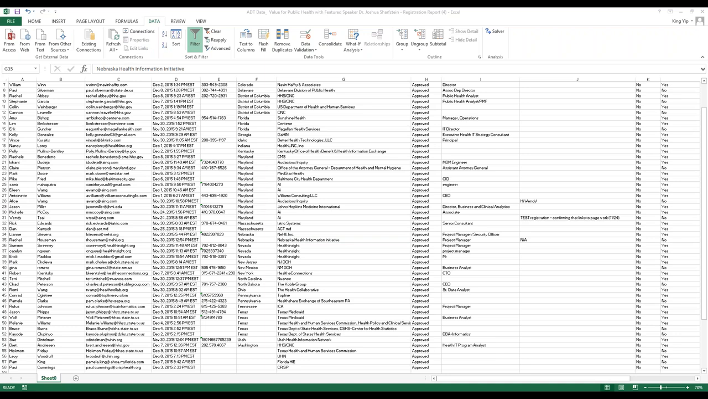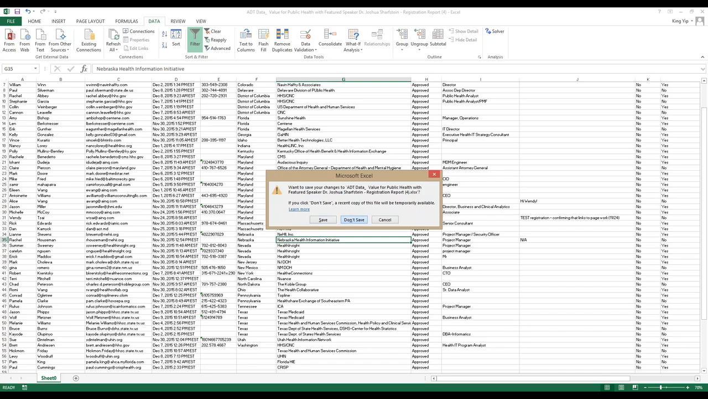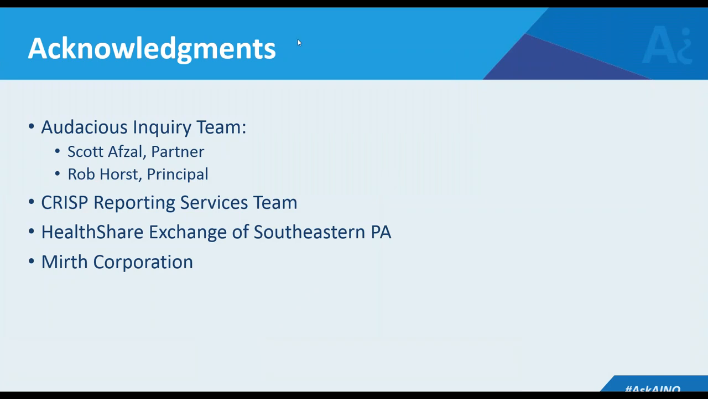Before we get to questions, let me turn to Scott Afzal, who's one of the leaders at AI, as well as one of the senior people who was involved in the development of the Maryland Health Information Exchange, and see whether I got anything wrong. Scott? No, I think you nailed it.